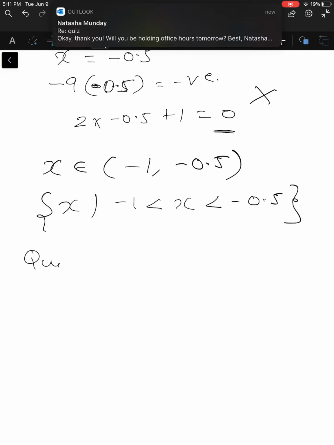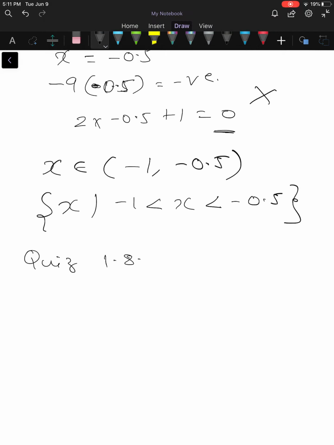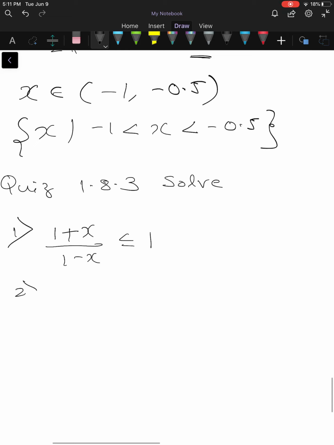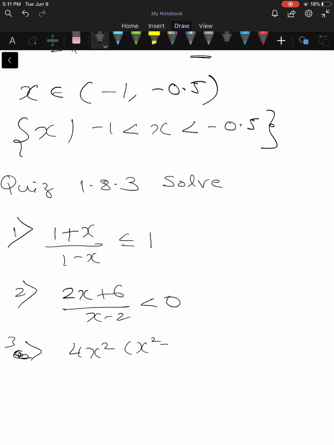So we will solve the quiz now. Quiz 1.8.3. Solve. First one, 1 plus x divided by 1 minus x less than or equal to 1. Second, 2x plus 6 divided by x minus 2 is less than 0. Third, 4x square times x square minus 9 less than or equal to 0. Fourth, x square greater than or equal to 9.